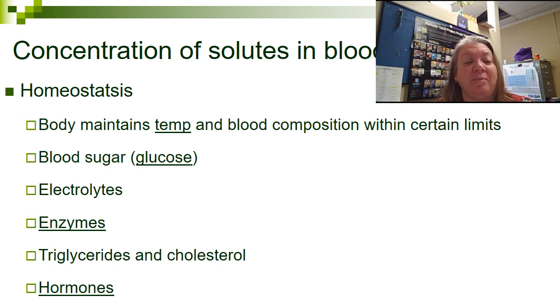Enzymes. So back just a couple of chapters, we started talking about enzymes. Maybe some of you are lactose intolerant, meaning that you have a problem breaking down dairy products because you're missing that enzyme lactase. That's one example. Triglycerides and cholesterol. Remember, cholesterol likes to accumulate on artery walls, so if you have too high, that becomes a great concern. And finally, hormones.